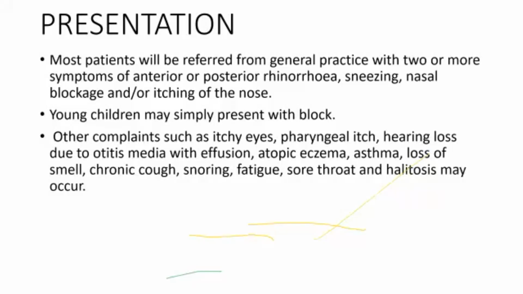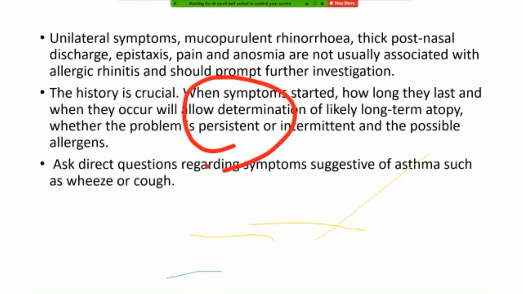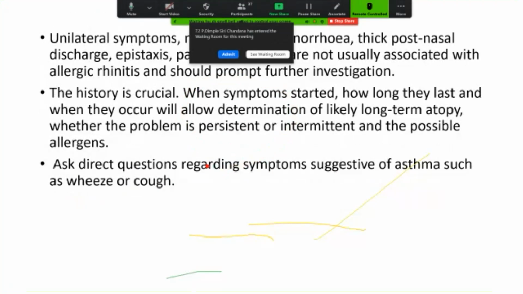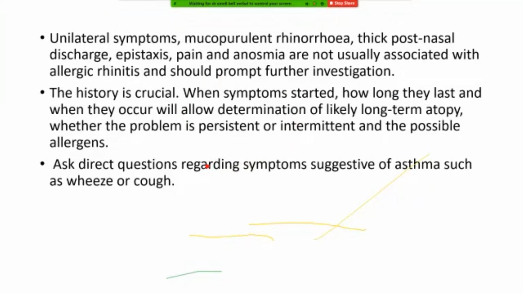They have less concentration and less listening abilities, less marks in the school, and all these are associated because of allergy. There can be dry cough because of itching and irritation of the posterior pharyngeal wall. There can be snoring and there can be fatigue, as you know, and there can be halitosis, that is foul smelling mouth. Virulent rhinorrhea, thick post-nasal discharge, epistaxis, pain, and anosmia are not usually associated with allergic rhinitis and should prompt further investigation.